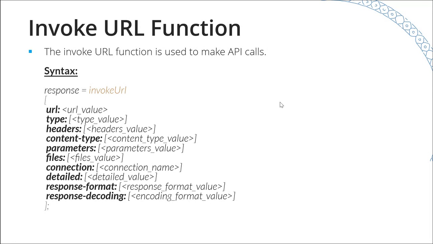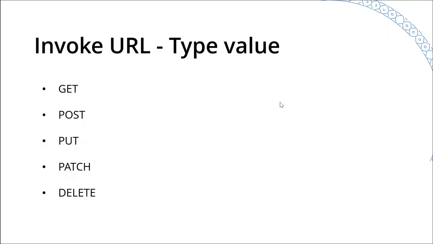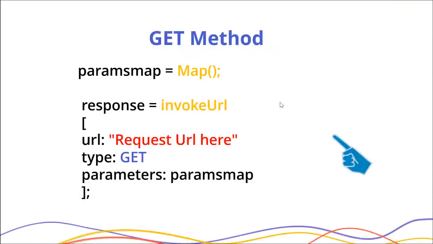where you can give the URL, the type, headers. The type is nothing but the method, and the headers, parameters, and some details and connections, etc. Right. So this is the entire syntax, and here the syntax will be terminated by just one semicolon at the end, not for each of the lines. Right. And these are the invoke URL type values. It is ideally the method type, right? The get, post, put, patch, delete, etc. Right? And this is a syntax of each of these methods.